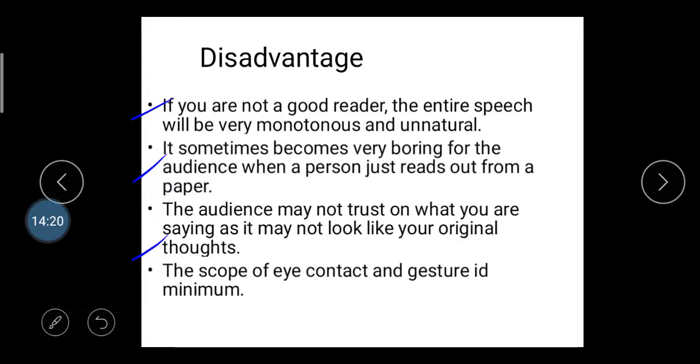Okay, then after that, the scope of eye contact and gesture is minimum, because you have to read out from the script. At that time your eye contact with your audience will be minimum. So it creates a negative impact and it creates boredom in the audience's mind.